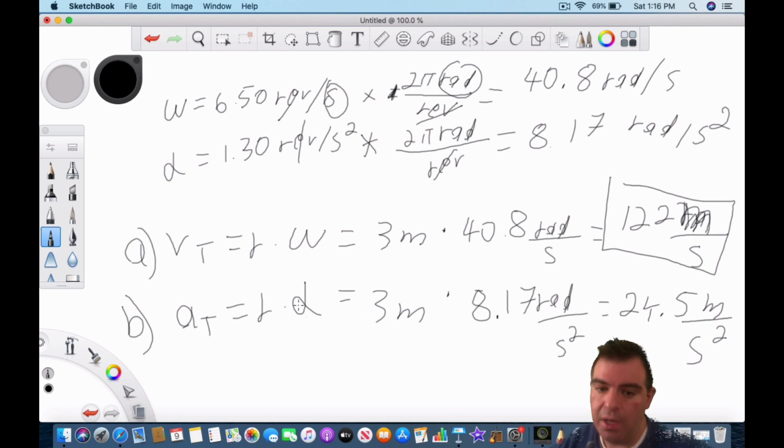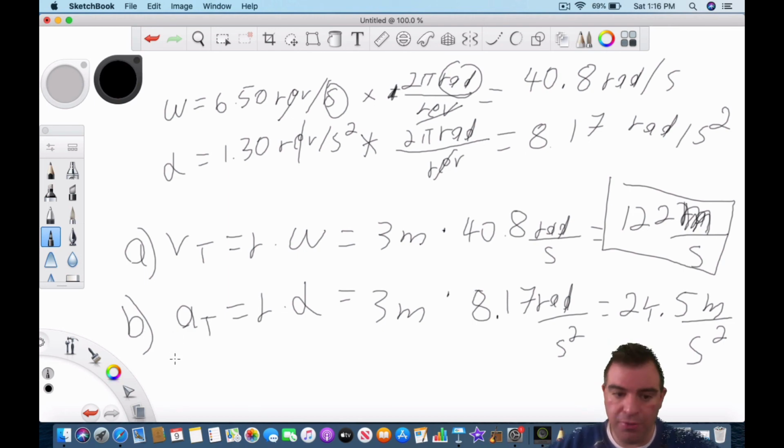So notice what we did. We took the angular velocity and the angular acceleration and converted them into meters per second and meters per second squared, respectively. So at 3 meters, that is the tangential velocity and the tangential acceleration it experiences. And notice how the angular velocity and the angular acceleration are the same, steady at 40.8 and 8.17. So now it's very easy.